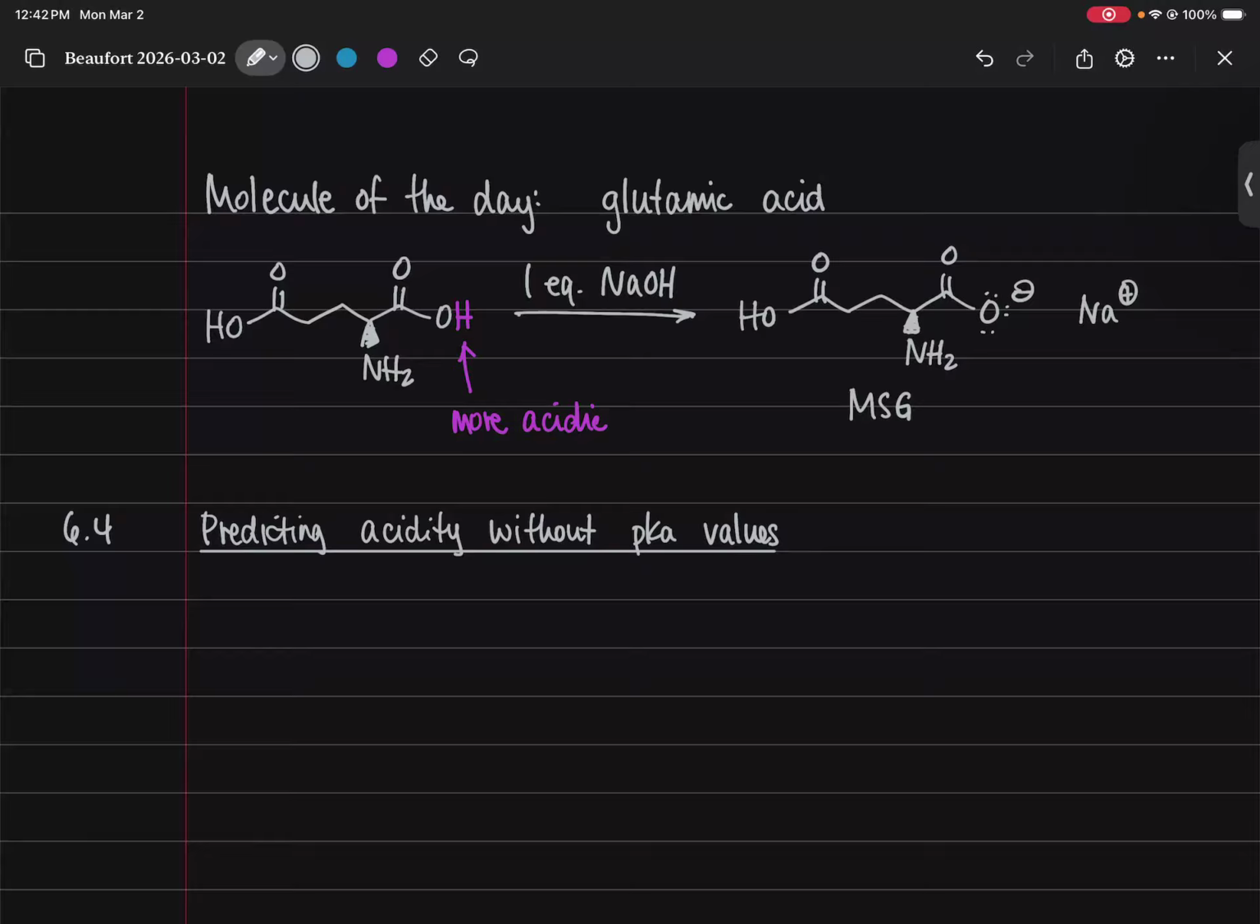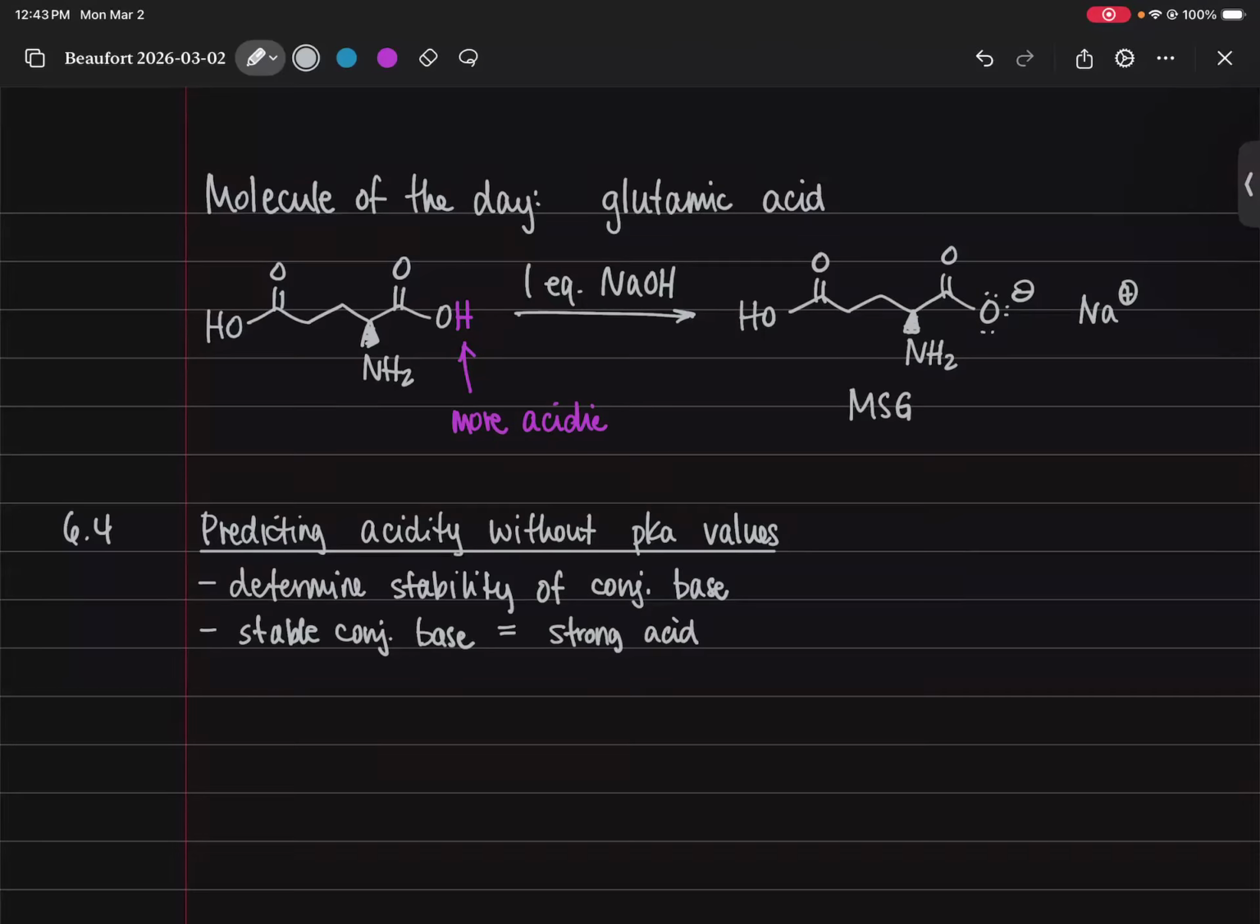And the way we determine how acidic something is is by looking at the stability of the conjugate base. So if we have a stable conjugate base, that means the acid that it came from is strong.